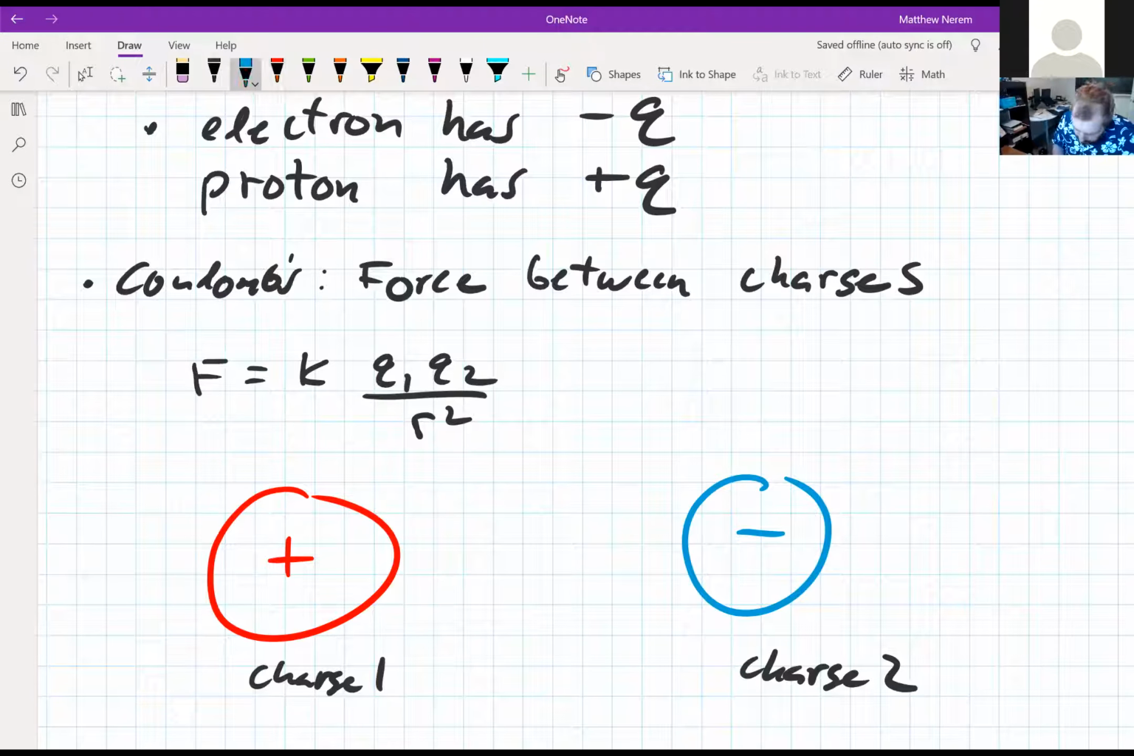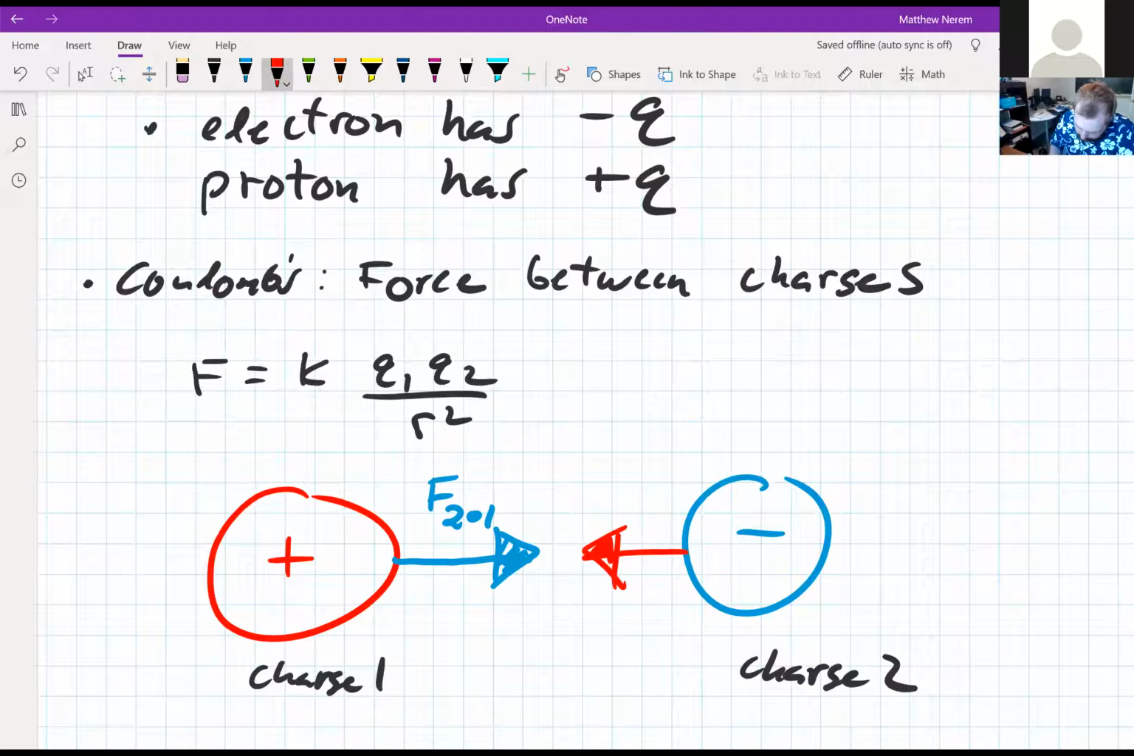Then this guy is producing a force, F, 2 on 1 is how I like to call it. Newton's third law, you could say, there's also an equal and opposite force, make it a little bit longer, 1 on 2.